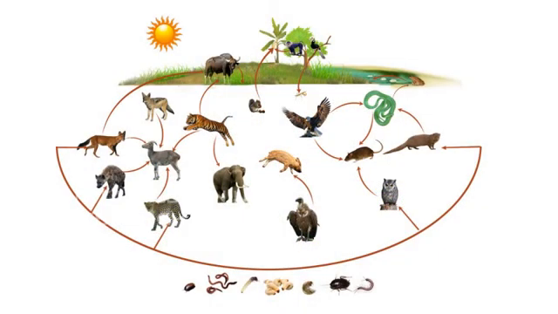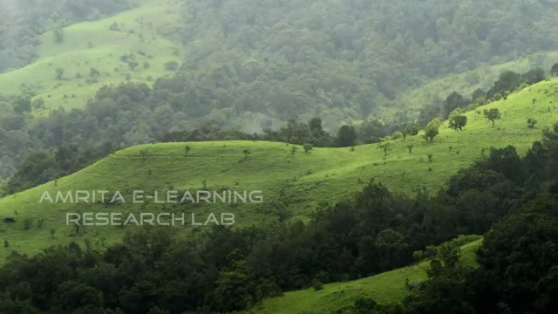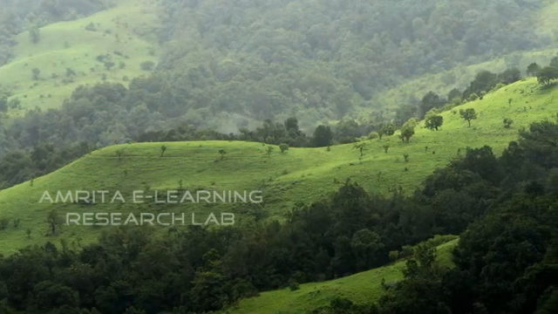But in reality, any organism can represent multiple trophic levels in different food chains. Therefore, in an ecosystem, there exist interconnected food chains giving rise to a food web. Let us examine a food web in the Western Ghats region of India.